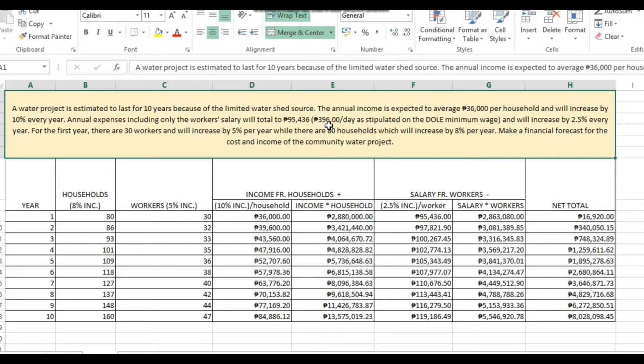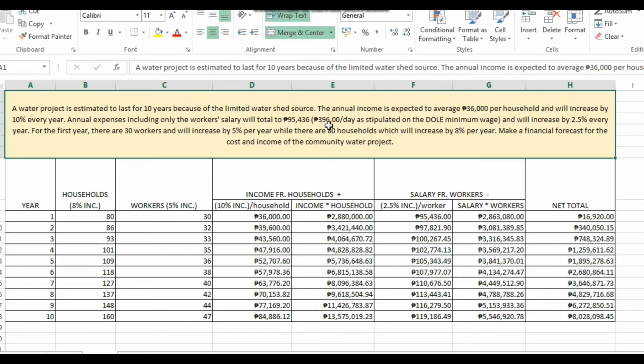And annual income is expected to average 36,000 per household and will increase by 10% every year. So, let's assume na nag-increase yung bayarin ng tubig 10% every year for the 10 years. And the annual expenses, including only the worker's salary, will total to 95,436, which is the 396 times how many working days there are. So I already multiplied that. And this 396 per day is as stipulated in the DOLE minimum wage in Davao City.